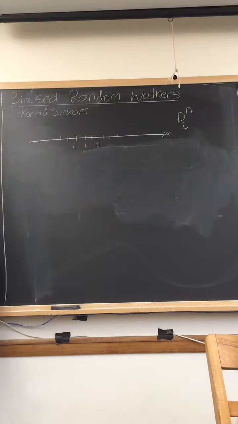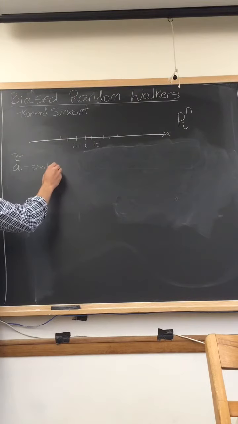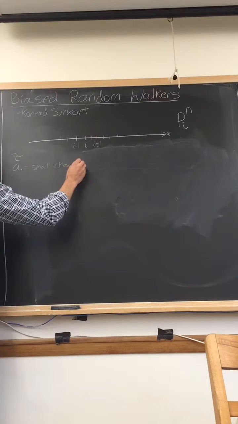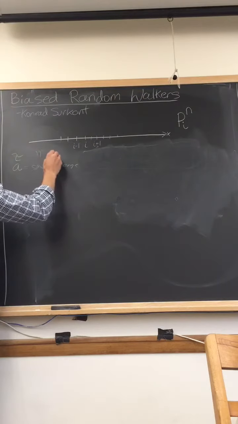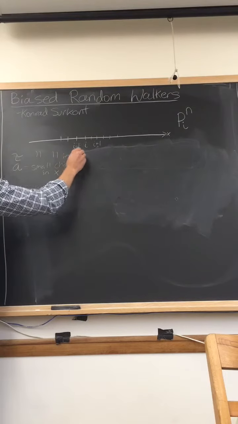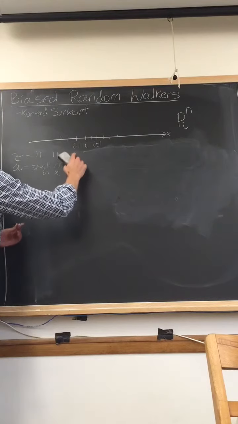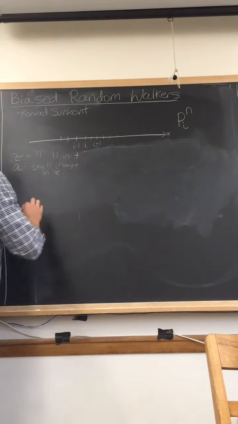We're going to utilize two new variables. One is tau, which represents a very small difference in the time axis. We're also going to introduce the variable a, which is a small change in x. And tau is a small change in t.